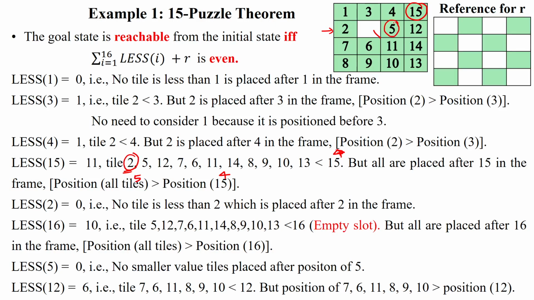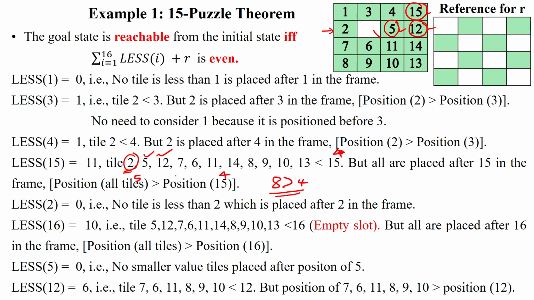Next one is 5. 5 is less than 15, and the position of 5 is greater than that of 15, so we have to count that also. Then the position of 12 is here, 8. The position of 15 is here, 4, which is less than 8, so we have to count 12 also.